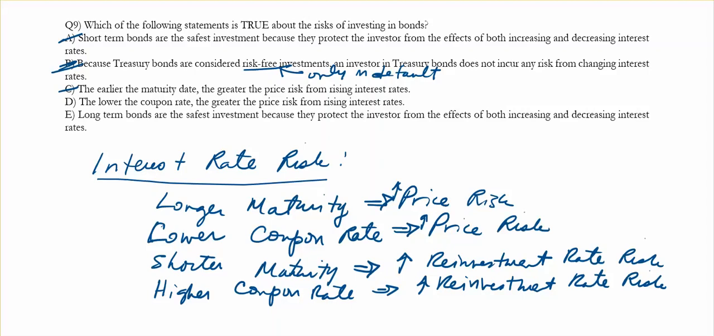D, the lower the coupon rate, the greater the price risk. Yes, that's what I wrote out here. Lower coupon rate, more price risk. So D looks good. Let's just go to E to make sure. E, long-term bonds are the safest investment. Well, that does right away, we know that that can't be right. Long-term bonds have the most price risk. So E is wrong, leaving us D. Indeed, the only correct statement.